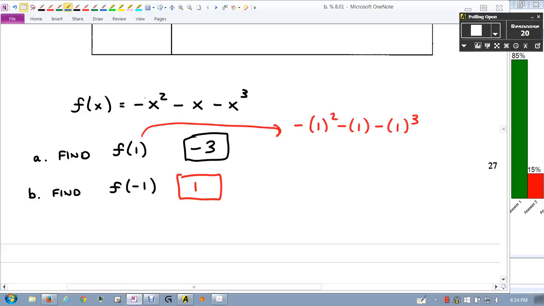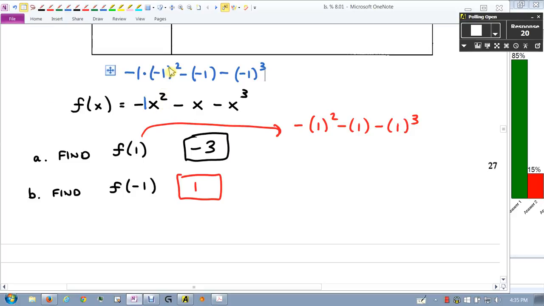When you have a negative in front of x squared right here, that really means -1 times x squared. The negative is not being squared, only the x. So this should turn into -1 times, now let me replace the x with -1, -1 squared. Then I have minus, and what am I subtracting? -1, so I put -1 in there again. And then I have minus, and then in parentheses -1 cubed.